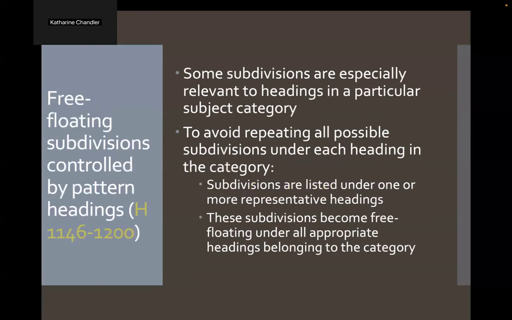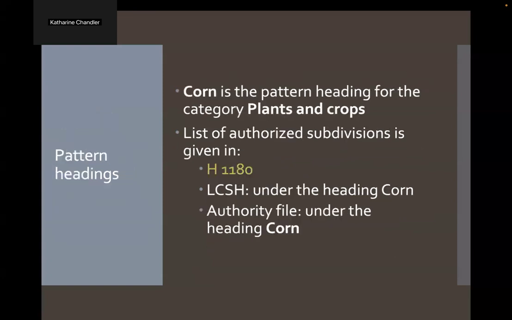Some subdivisions are especially relevant to headings in a particular subject category. So to avoid repeating all possible subdivisions under each heading in the category, they're listed under one or more representative headings, and these subdivisions become free-floating under all appropriate headings belonging to the category. Corn is the pattern heading for the category plants and crops, and the list of authorized subdivisions is given in H1180. So the Library of Congress subject headings authority file under the heading corn.